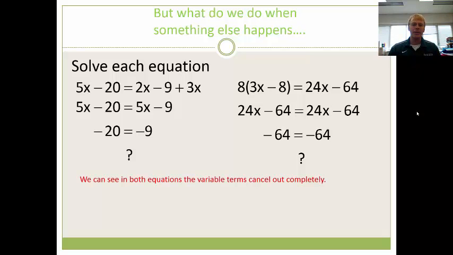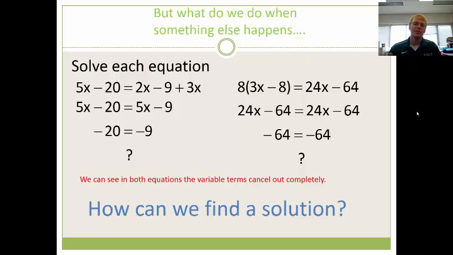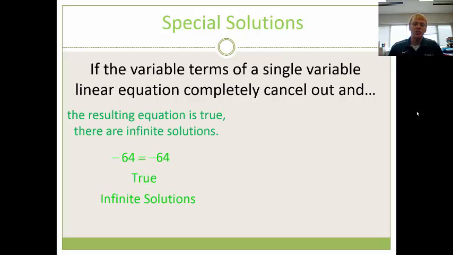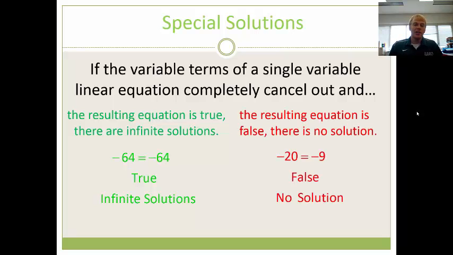Well, when that happens, what do we do? How can we find a solution if we do not have any variables left? The answer is our special solutions, right? If the variable terms in our single variable linear equations completely cancel out and the resulting equation is true, there are infinite solutions. Our example before, we had -64 equal to -64. That is a true statement. Those things are equal. So because that's what we were left with, we ended up having infinite solutions, right? And if the resulting equation is false, such as -20 equal to -9, those are not equal. They're not the same number. We end up having no solutions there.